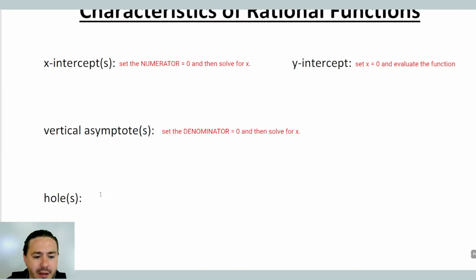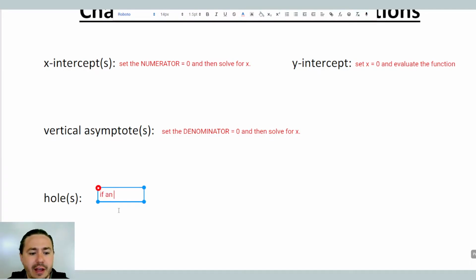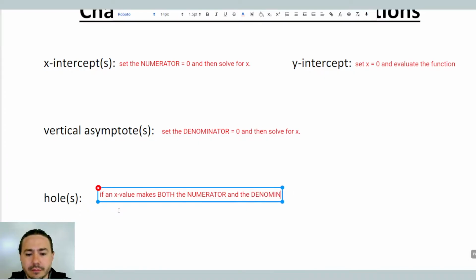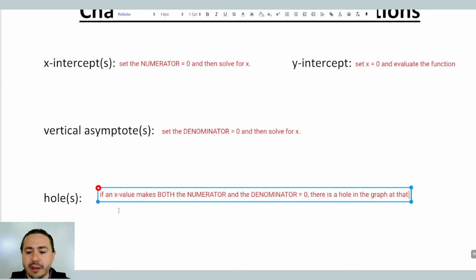I guess I'll just type this out. If an x value makes both the numerator and the denominator equal 0, there is a hole in the graph at that x value. And so when you have a hole there, there's not going to be an x-intercept, and there's actually not going to be a vertical asymptote either. So this hole is going to override both of those.